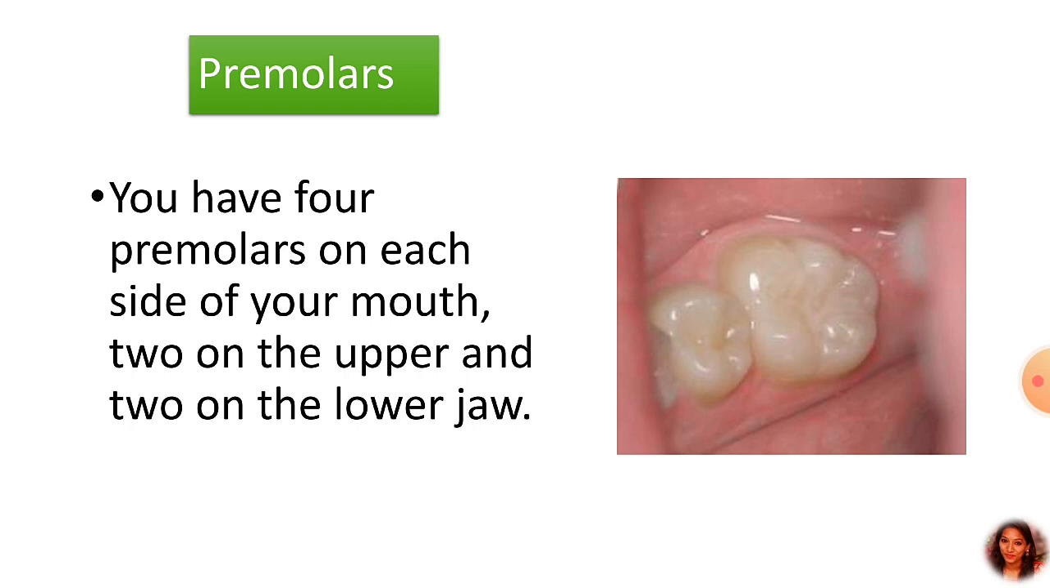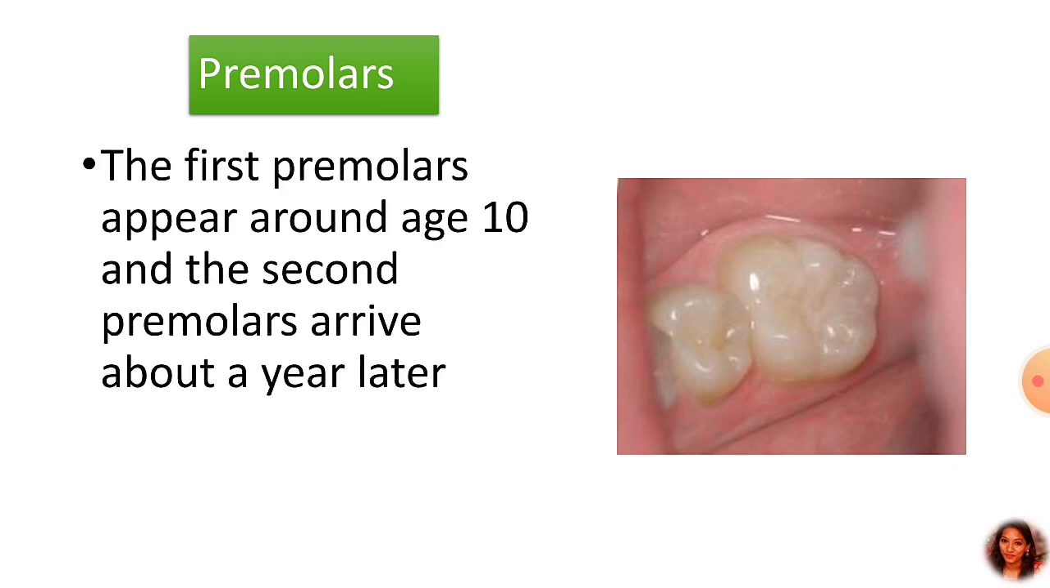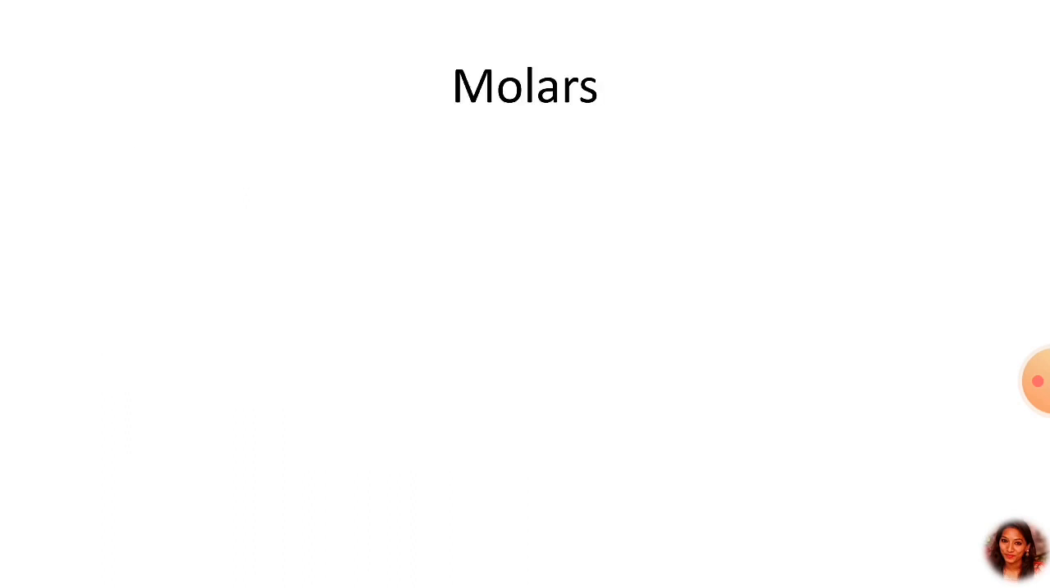Other than that, you have 4 premolars on each side of your mouth, 2 on the upper and 2 on the lower jaw. So in total they are 4 in number. The first premolars appear around age 10 and the second premolars arrive about a year later.